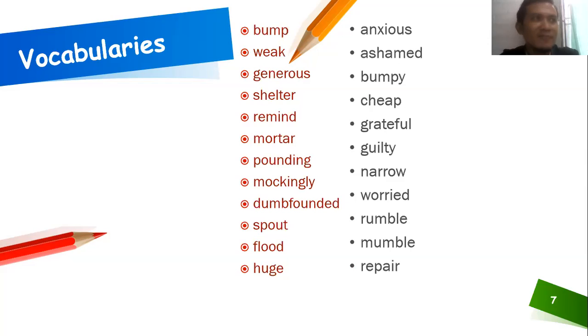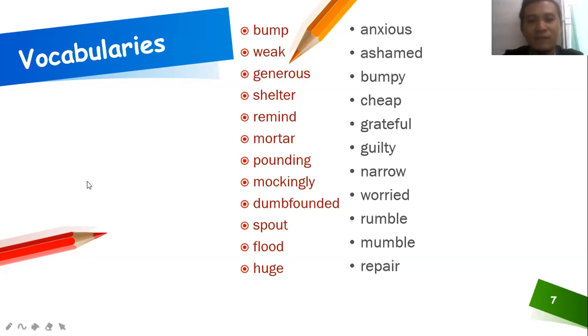What does dumbfounded mean? It means you are speechless. Dumbfounded is terheran-heran, terkesima, tercengang. It's like speechless. And then spout. Spout meaning is water is spouted, menyembur. Before the last, flood.